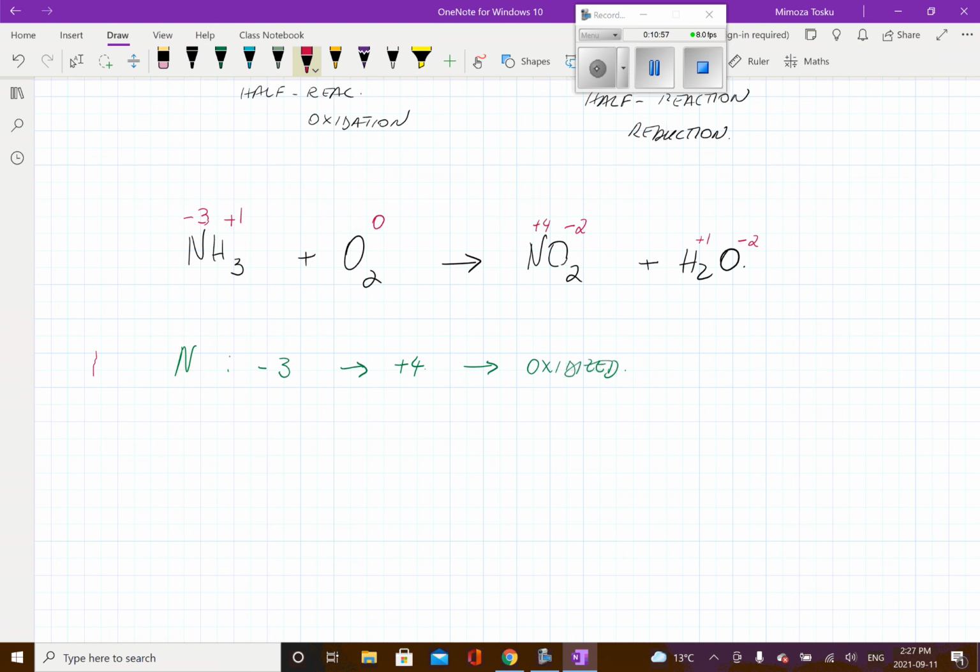Okay, next one is oxygen. Hydrogen stays the same, +1 and +1, so it's not the focus of our half reaction. So the next one is oxygen, which goes from 0 to -2. From 0, where the number of electrons and protons is the same, it goes to -2, which means that the number of electrons is more than the number of protons. Therefore, it is gaining electrons, which means that it is reduced.